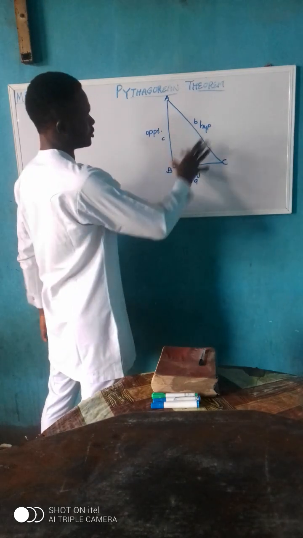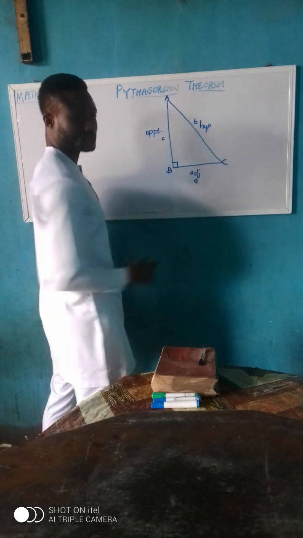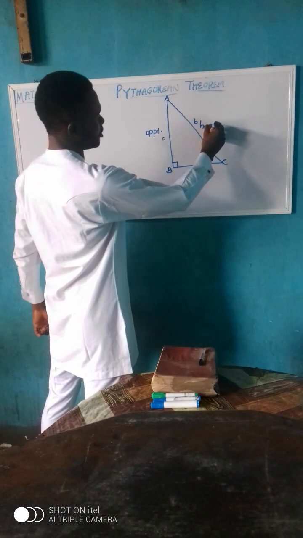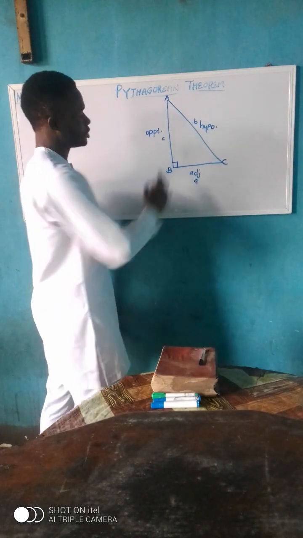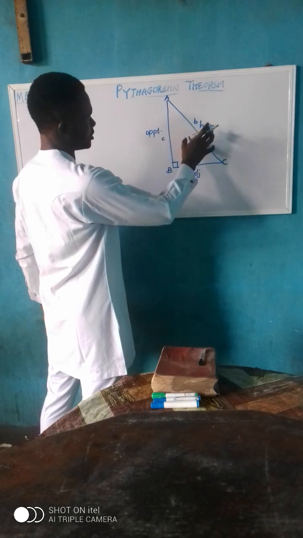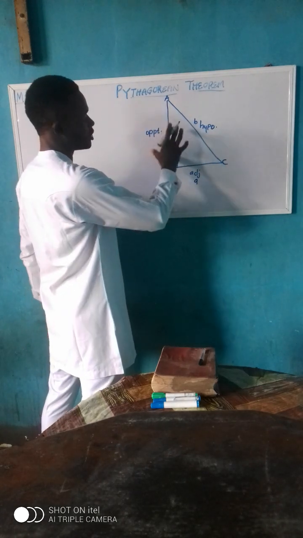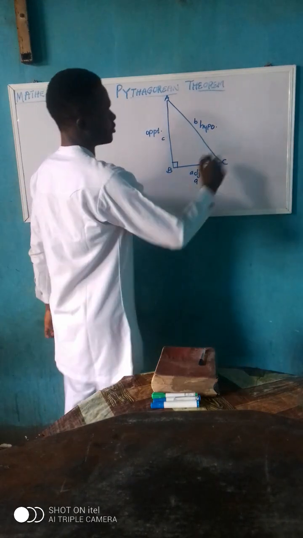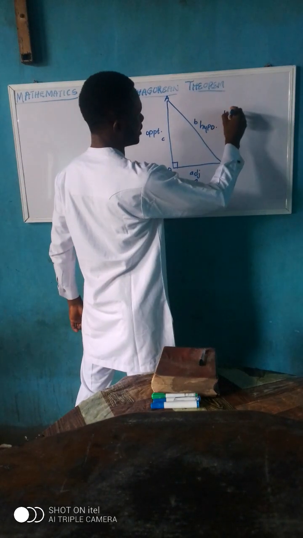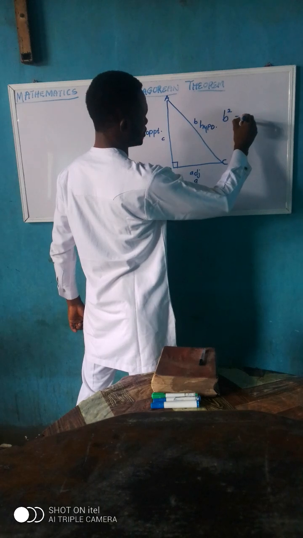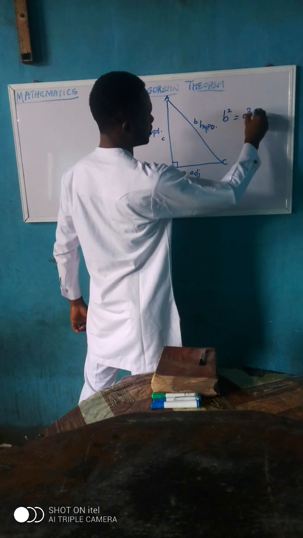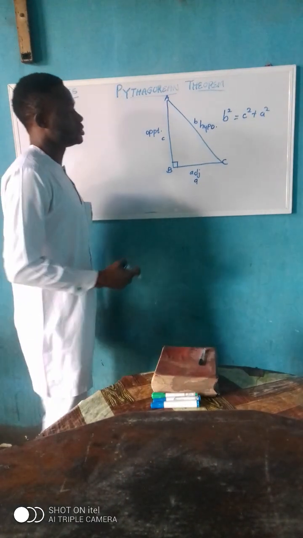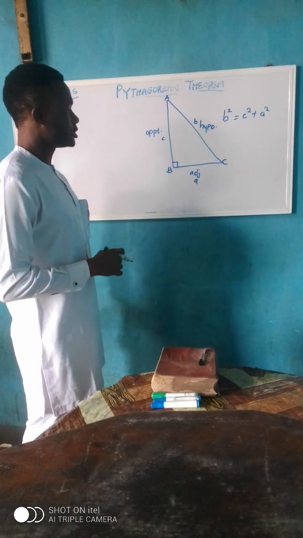So in a right angle triangle like this, the square of the hypotenuse is equal to the sum of the squares of the other sides of the right angle triangle, which will give us an equation like this. We have b squared equals c squared plus a squared. You can say b squared equals a squared plus c squared, whichever way you want to do it.